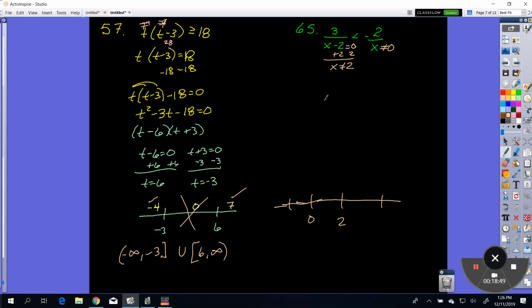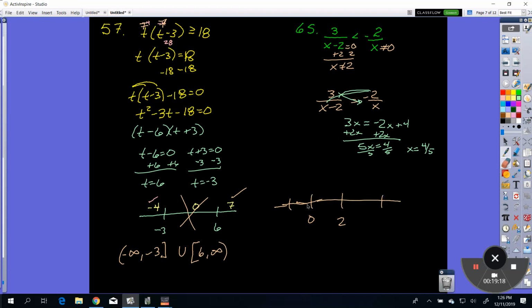So now I put an equal sign in here and solve this as though it were an equal. So I'm just going to cross multiply. 3 times x is 3x equals negative 2. Make sure you distribute that. Negative 2x plus 4. So I add the 2x, add the 2x. 5x equals 4. Divide it by 5. And x equals 4/5.